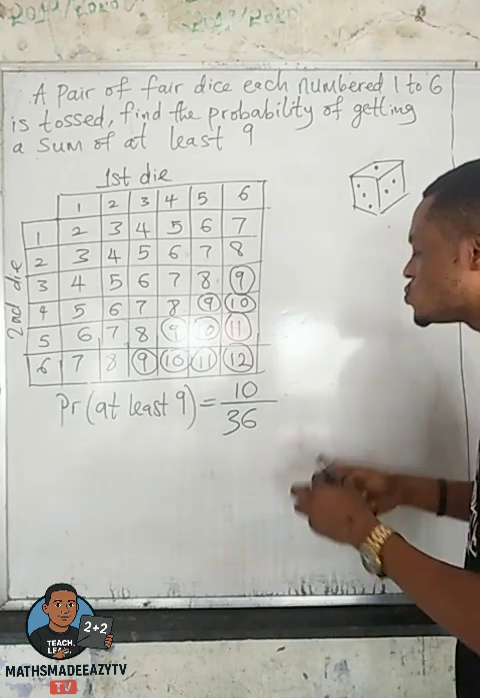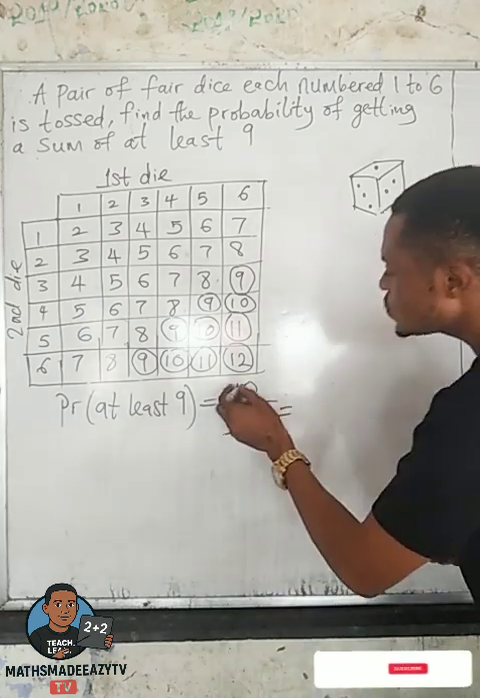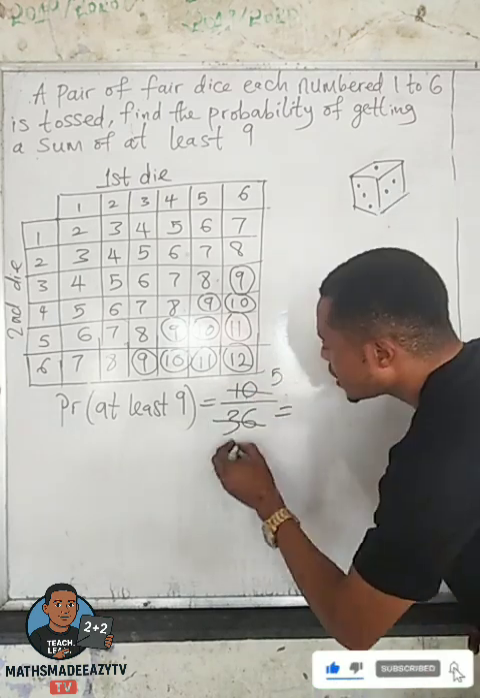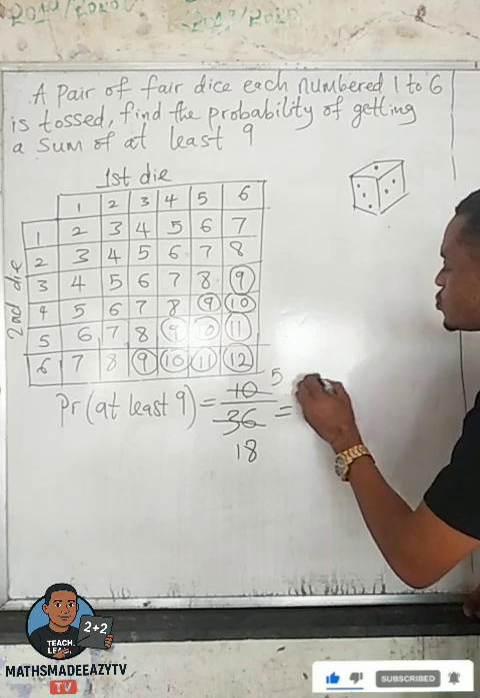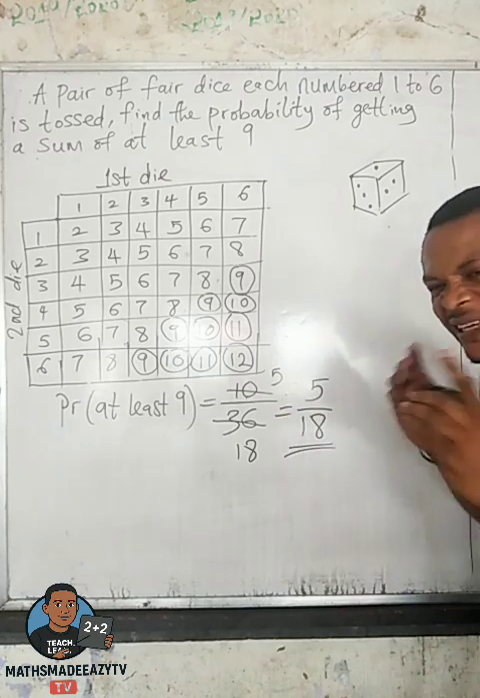So you may reduce this to the lowest form. We have 2 goes into 10, giving 5, and 2 goes into 36, giving 18. So we'll be left with 5 all over 18. Easy.